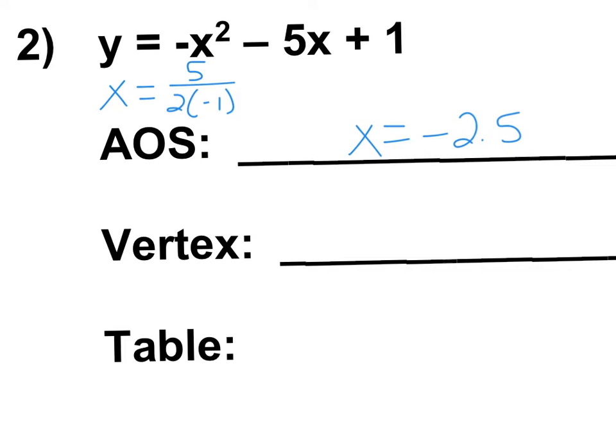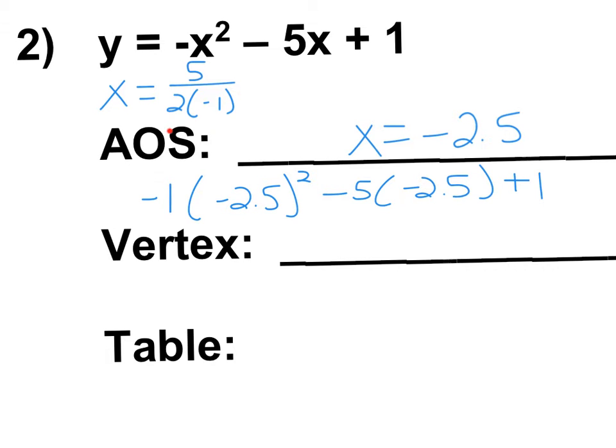Okay, so now I'm going to plug this in. Now be careful, we talked about this in the video notes here. When you've got a negative out front, make sure you're writing negative 1 times negative 2.5 squared minus 5 times negative 2.5, and then plus 1. So just make sure that this is what you're typing into your calculator to get to the correct answer. Otherwise, it will spit out the wrong answer. Try that again. So negative 1 times negative 2.5 squared minus 5 times negative 2.5 and then plus the 1.